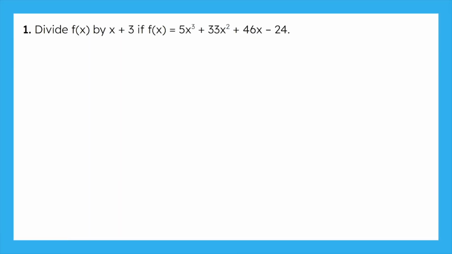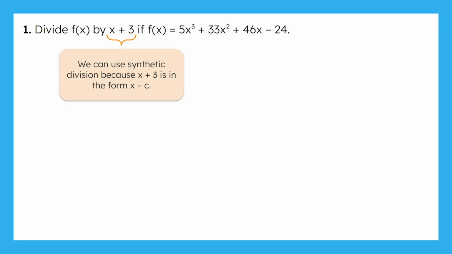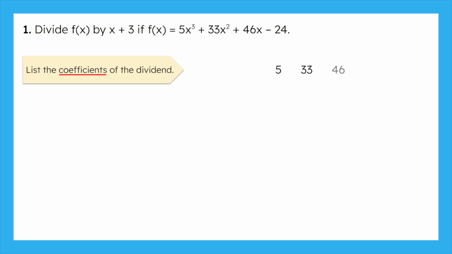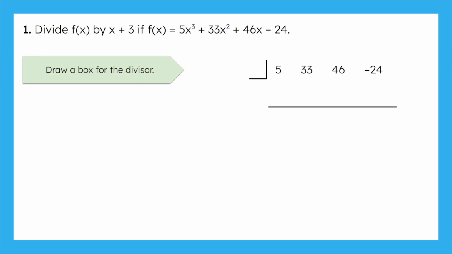Our first example says divide f of x by x plus 3 if f of x equals 5x cubed plus 33x squared plus 46x minus 24. We can use synthetic division here because x plus 3 is in the form x minus c. To set up synthetic division, we list the coefficients of the dividend. Notice I said list the coefficients. We're not including the variables. So in this case, we have 5, 33, 46, and negative 24. Next, I'll draw this little box. It's more like half a box, and this is where my divisor will go.